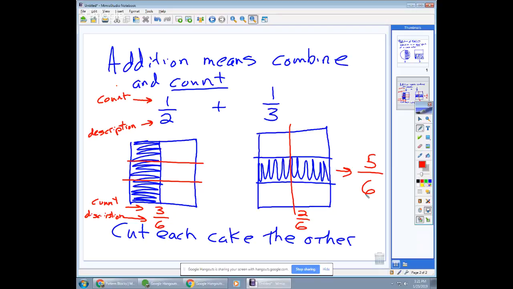One thing that's important with fractions is to remember the numerator has a special meaning. That's a count. The denominator has a special meaning. That's a description of what I've counted. In order to count things up, to get a total, they have to have the same description. That's why we need a common denominator, because we can only count like things.